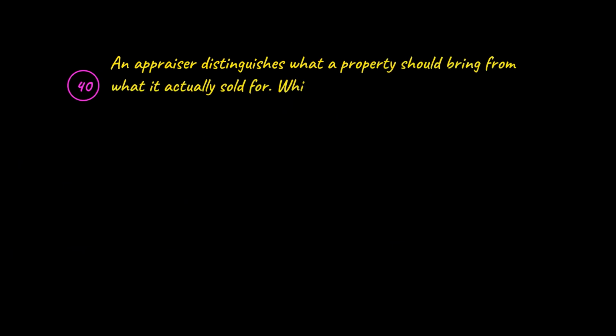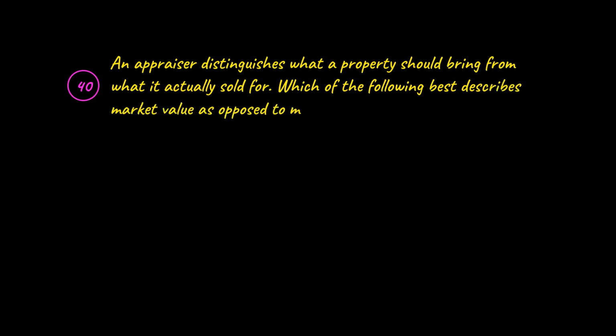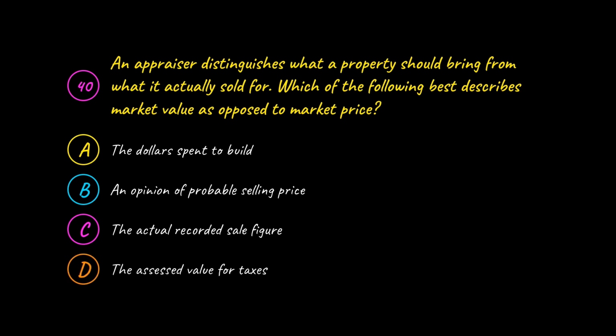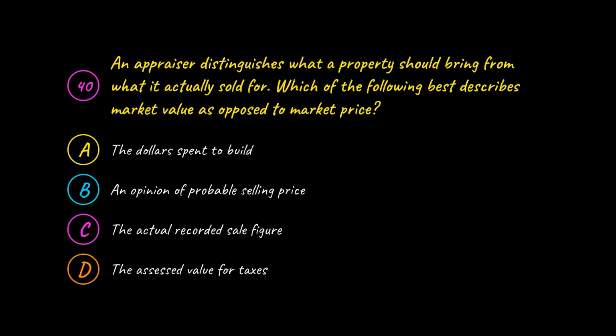Question 40. An appraiser distinguishes what a property should bring from what it actually sold for. Which of the following best describes market value as opposed to market price? Your options are: A, dollars spent to build; B, an opinion of probable selling price; C, the actual recorded sale figure; D, the assessed value for taxes. Got a guess? Lock it in.